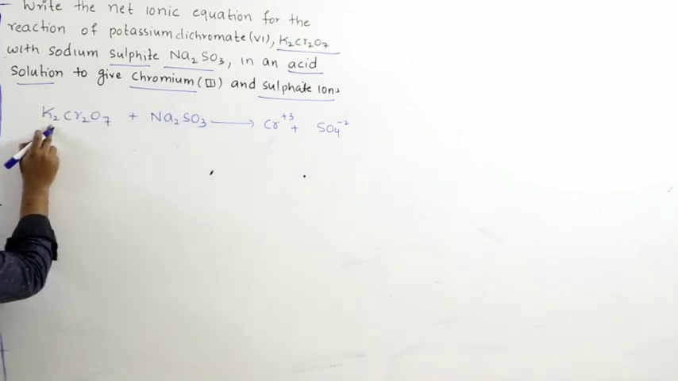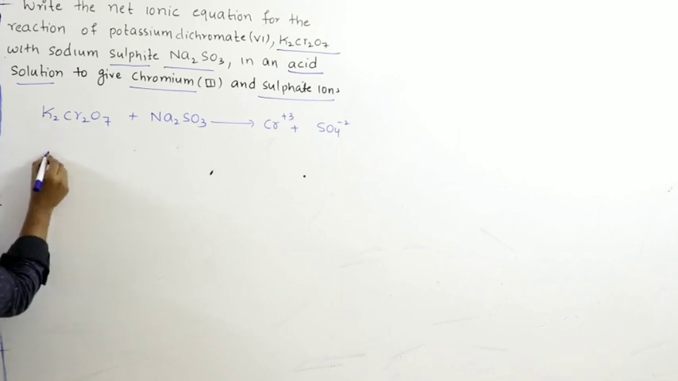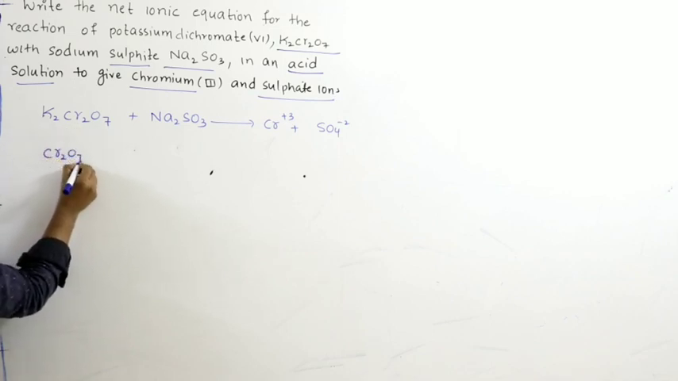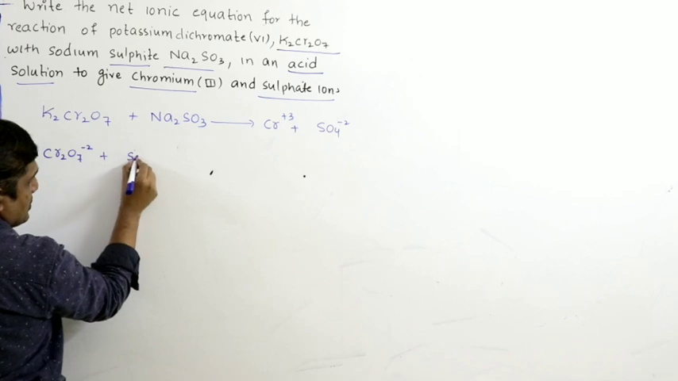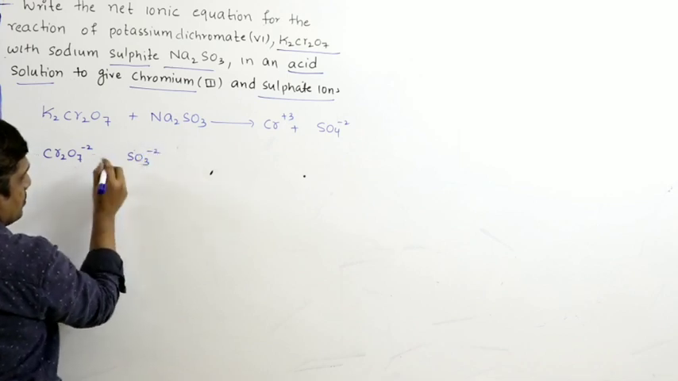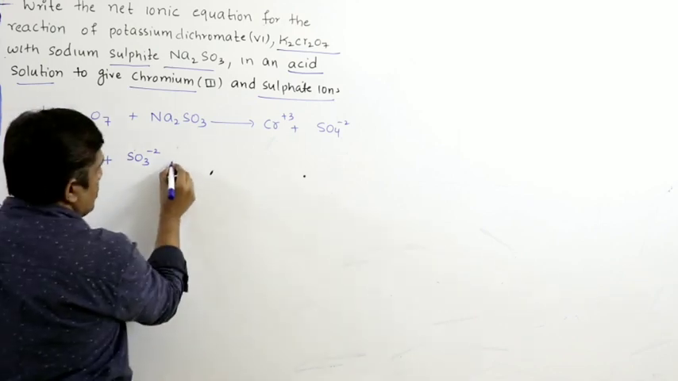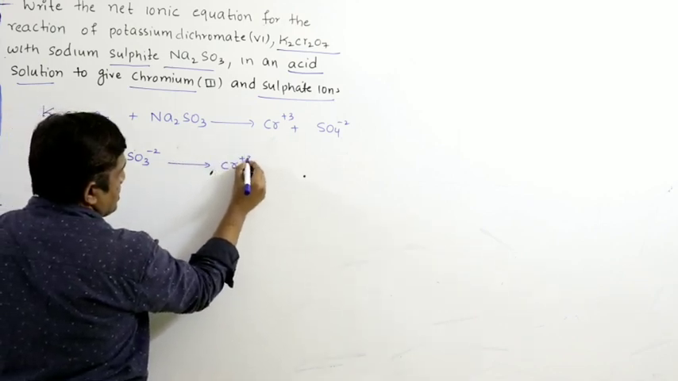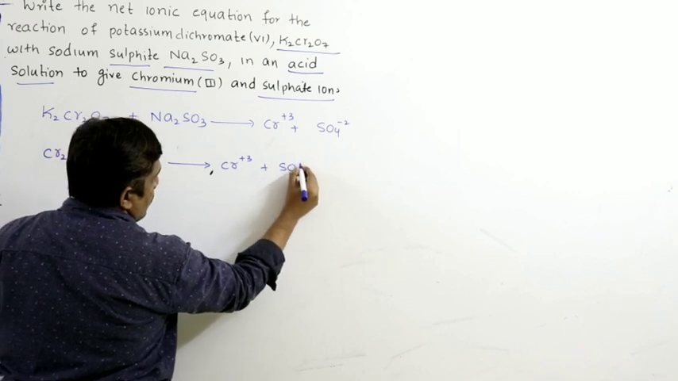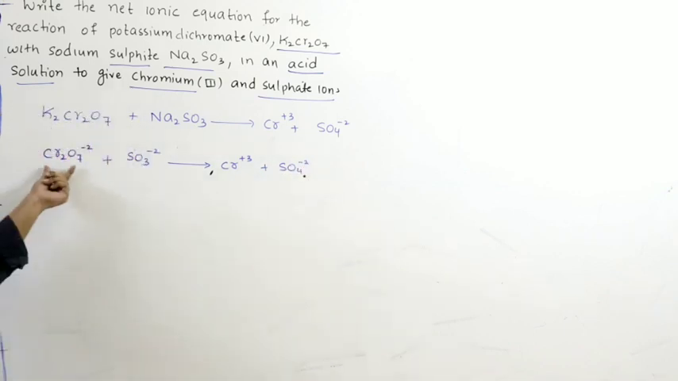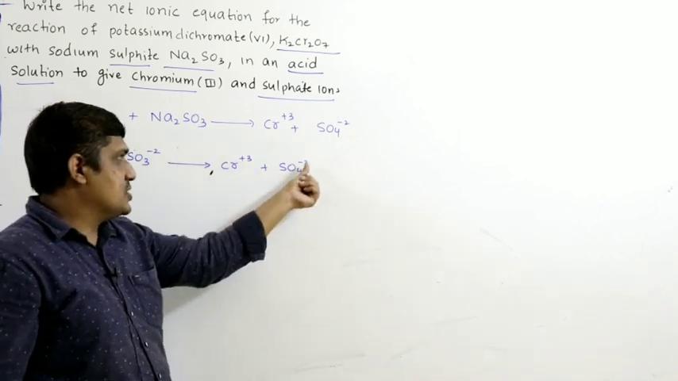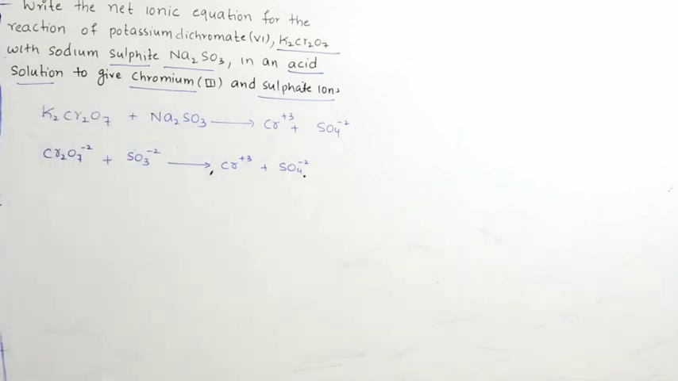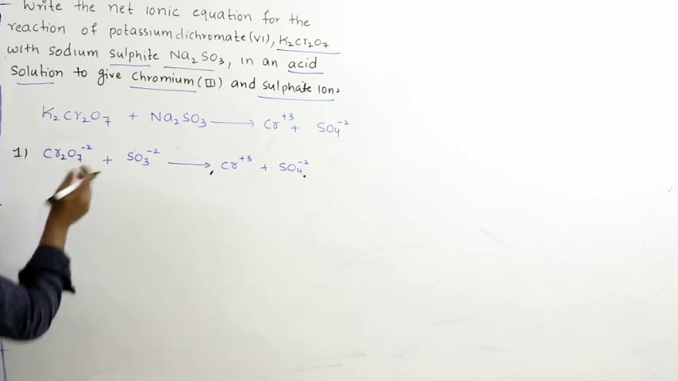So if I remove 2 potassium, 2K+, the charge left over will be Cr2O7 minus 2. If I remove 2 sodiums, the leftover charge will be SO3 minus 2, which gives chromium +3 and SO4 minus 2. So one has a net charge of -2, one has a net charge of +3, and one has a net charge of -2. So we have written the correct formula for reactants and products.